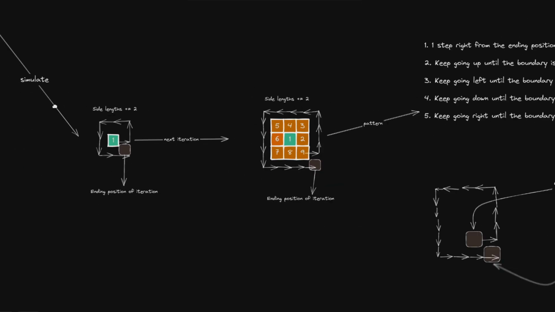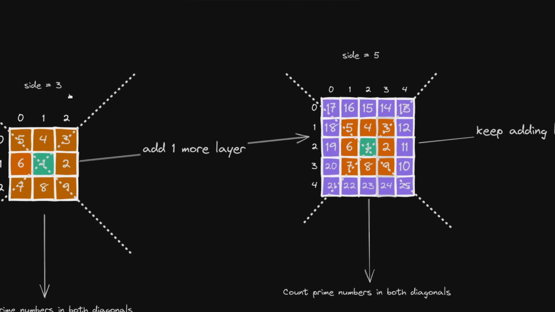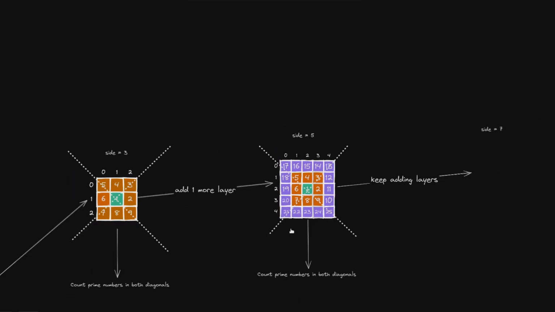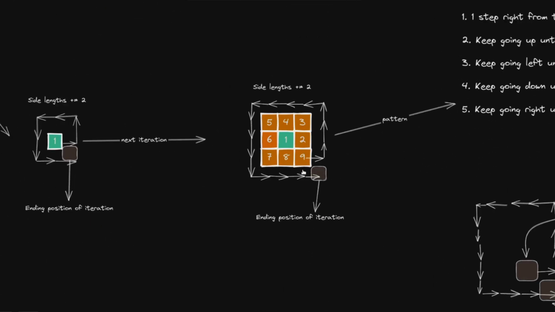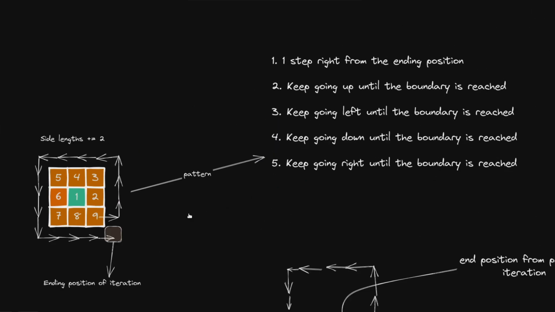As we saw, adding a layer is going to increment the number of sides by 2. So initially it was 3, adding one more layer made it 5. So this is the observation. So after this, we are going to check what is the pattern.